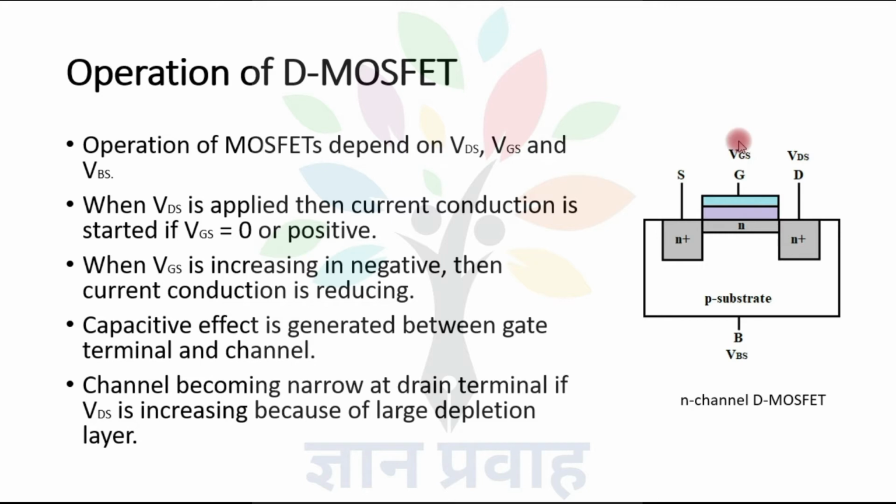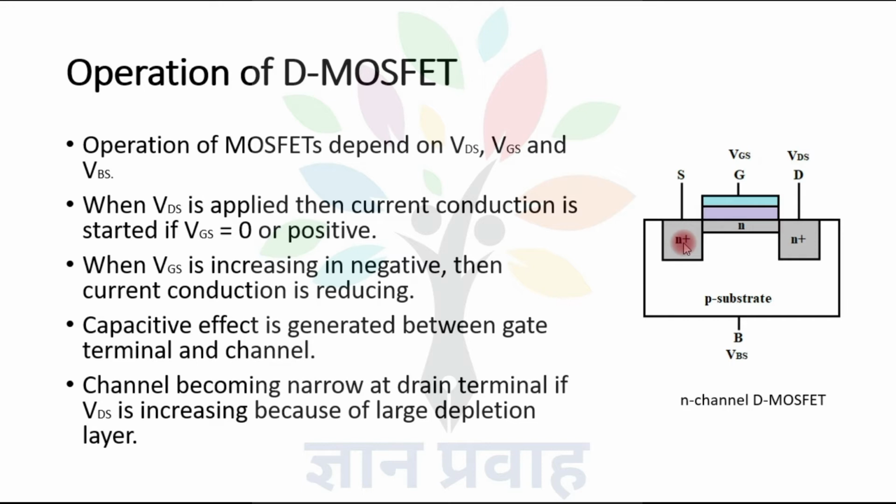When we further increase the VGS voltage in reverse, the number of holes becomes large. It means the channel region is converted into p-type material. There is no conducting path between the drain and source terminals: N plus region, P region, N plus region. It means current conduction is zero. So that is the basic theory of the D MOSFET.